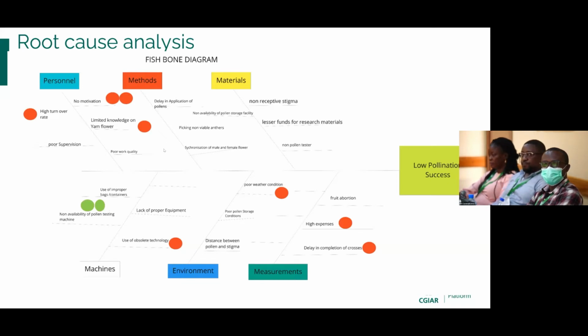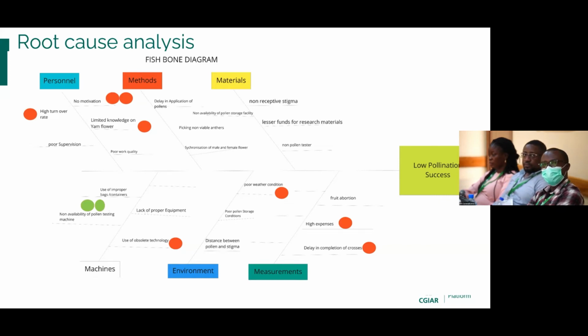So these are the 6 main causes. But under the 6 main causes, we have the sub-causes. So as a group, we sat together and started brainstorming on what we thought were the sub-causes. If you see on materials, we identified some, on method, we identified, on personnel, and all of them we did. So after we identified the sub-causes, we now decided to vote.